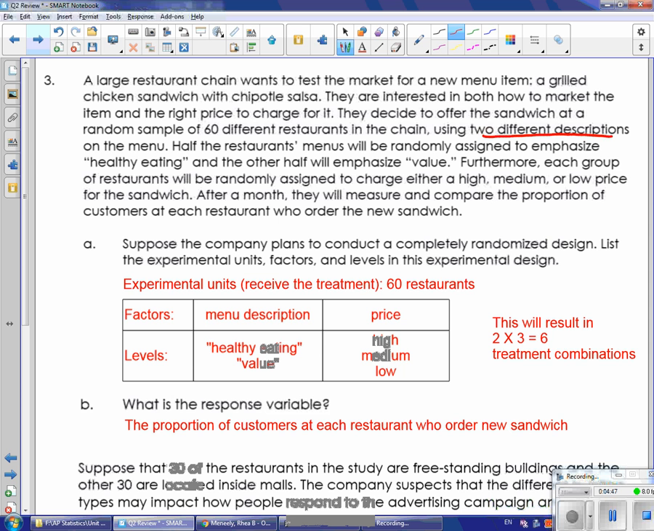And actually, I think I'm underlining the wrong thing. So how to market is one of them, and then the price is the other factor. And you can explain this in different ways. I think I wrote the menu description and the price.